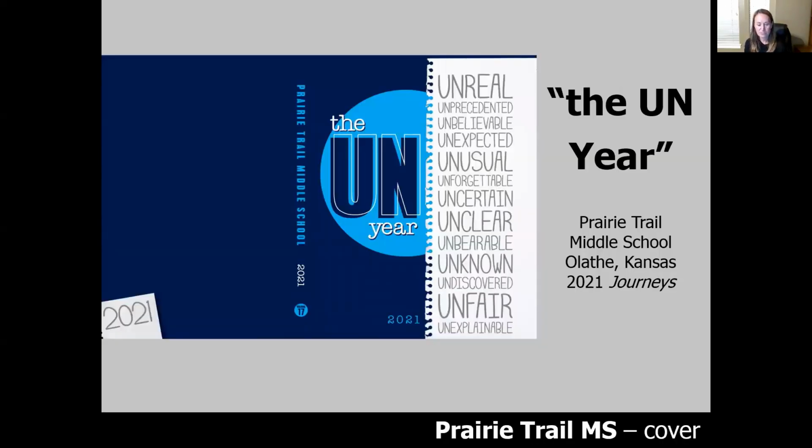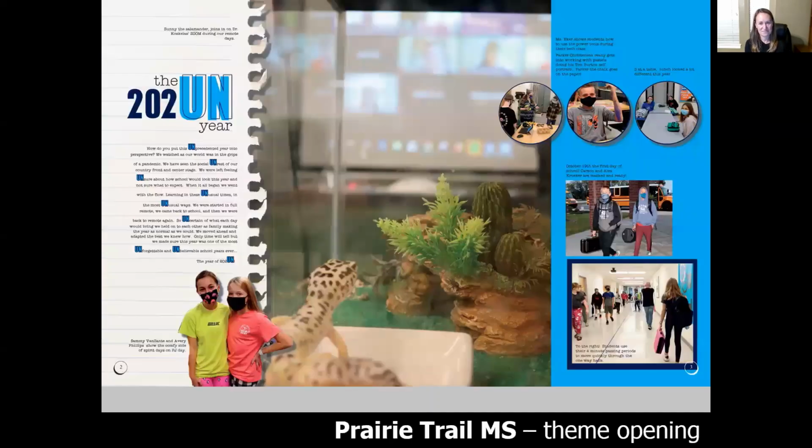The first example is Prairie Trail Middle School, and this is the cover. Their theme was the Un-year, and they explain that on the right-hand side of the cover: unreal, unexpected, unclear, unfair, unexplainable. So when people look back, they're going to know this was this past year. It really speaks to the year 2020, 2021. So let's open up the book and look inside.